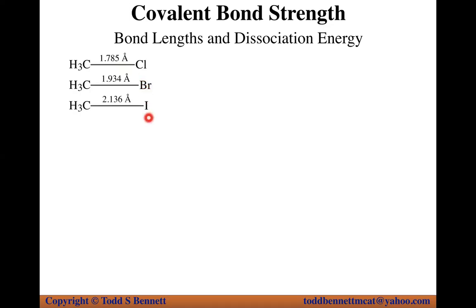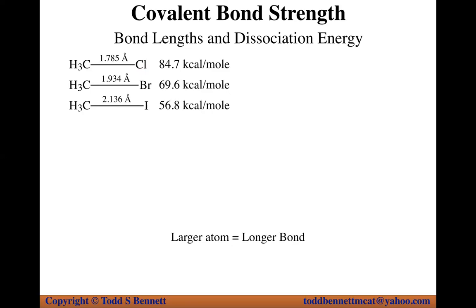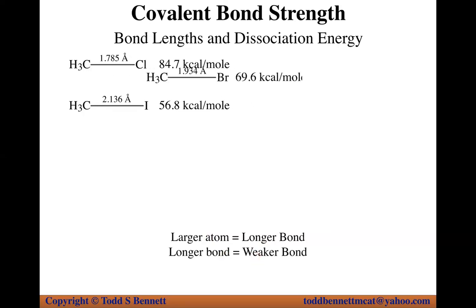But as we go down the periodic table, the bond gets longer. That means it also gets weaker. So larger atom forms a longer bond. Notice that the longer bond, the 2.136, has less energy, takes less energy to break it. So we have the small, the medium, and the large, and the corresponding energy. So longer bond is a weaker bond. So larger atom forms a longer bond, which in turn makes a weaker bond.